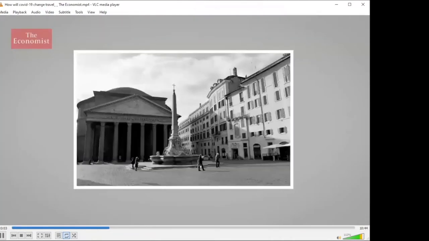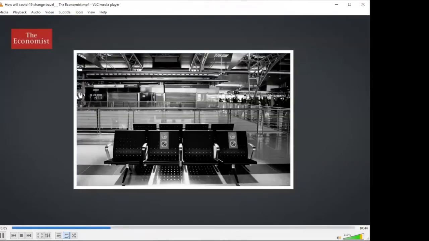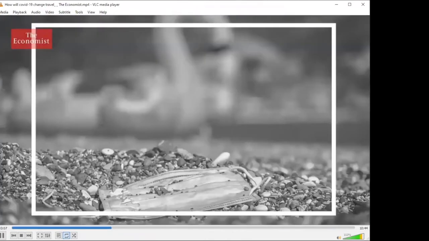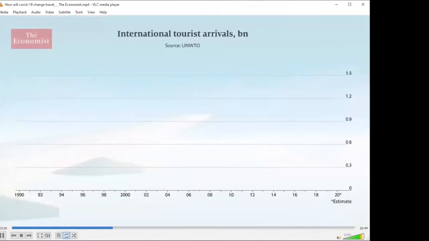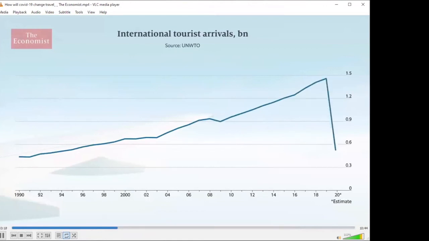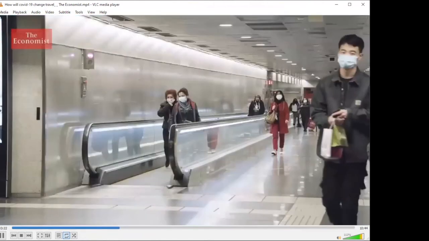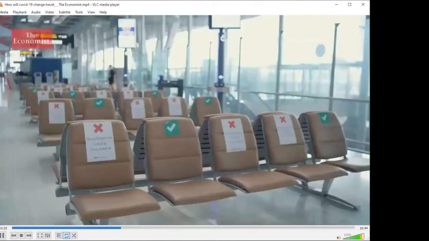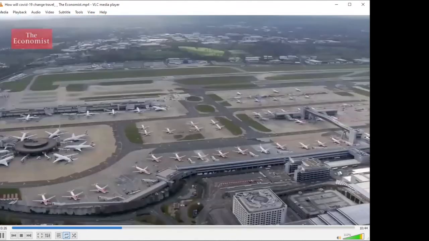The reason for this is that the devastation to international travel caused by COVID-19 is like nothing seen before. Prior to the pandemic, the number of international tourists had been rising fairly steadily for the past 30 years. But last year, the number of people travelling dropped to levels last seen in the 1980s. And one sector that is suffering as a result is air travel.